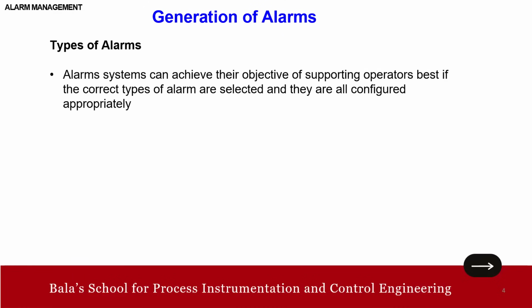Okay, right. Now we go into the generation of alarms. Under generation of alarms, we'll focus on the types of alarms. Alarm systems can achieve their objective of supporting operators if the correct types of alarm are selected and they are all configured appropriately. This is the first point I talked about earlier, right? Yes. So again, I reiterate this. Okay. Now we go into the types of alarms.